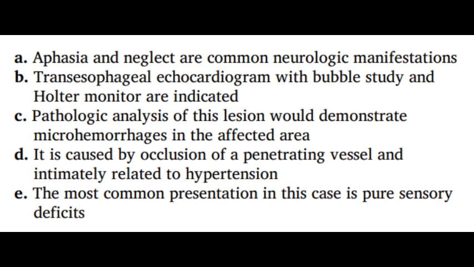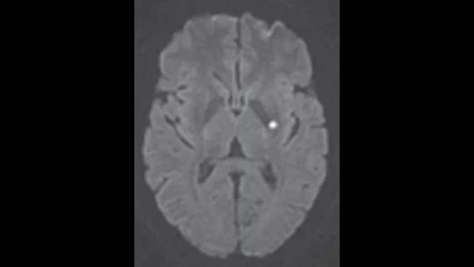Now, let's take a look at our MRI again. What do we think? So first, this is a DWI, and we are currently looking at an axial MRI of the brain, the patient supine, head facing up. This section is through the basal ganglia. I can see the caudate nucleus. I can see the lateral ventricles.